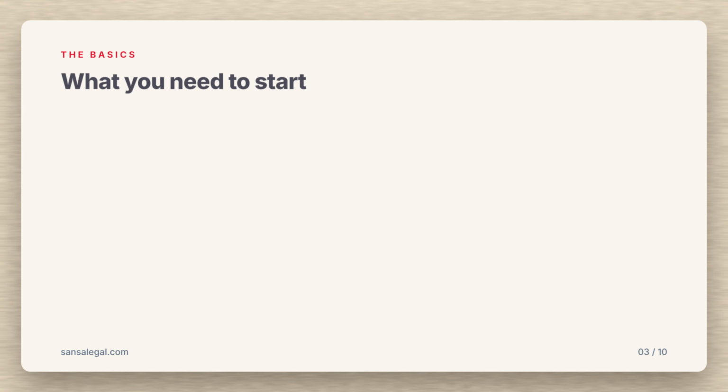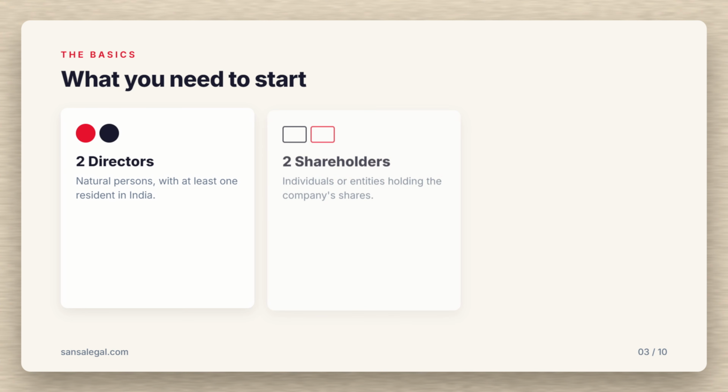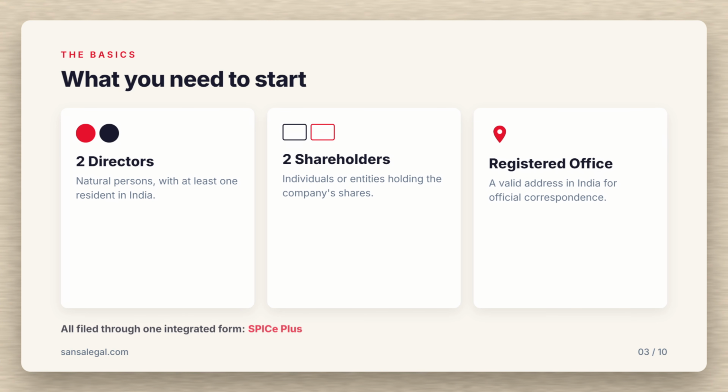The whole process now runs digitally through the Ministry of Corporate Affairs portal. You need a minimum of 2 directors who must be natural persons with at least 1 resident in India, 2 shareholders who can be individuals or entities, and a registered office address in India. Everything is filed through one integrated form called Spice Plus.